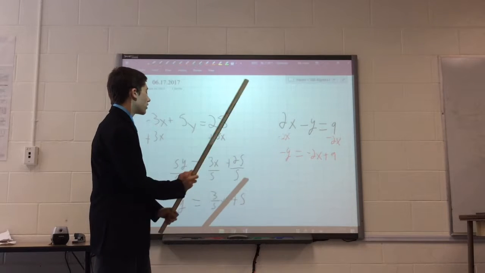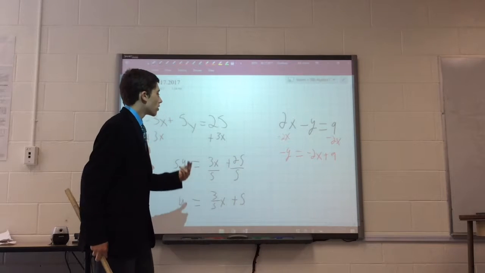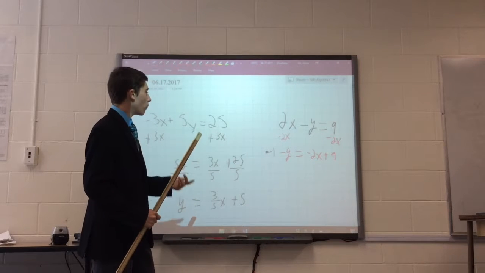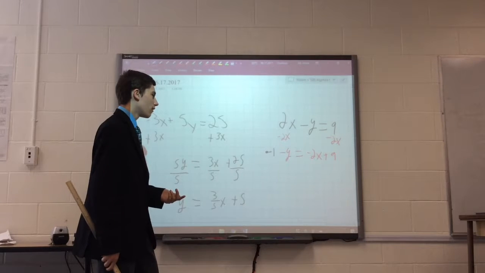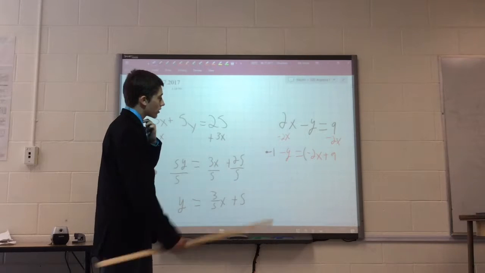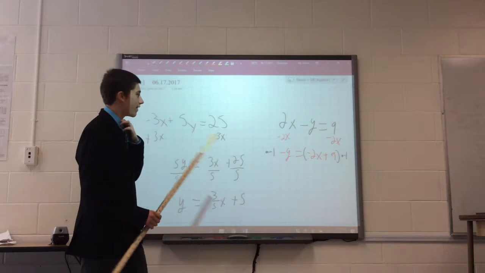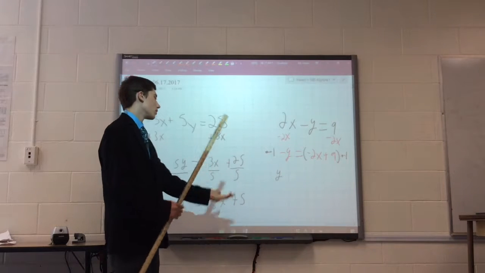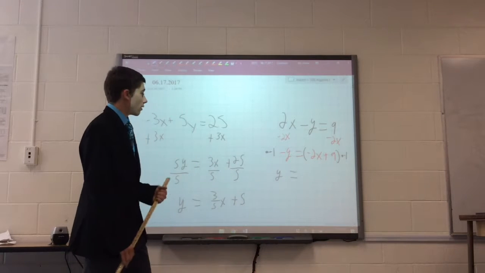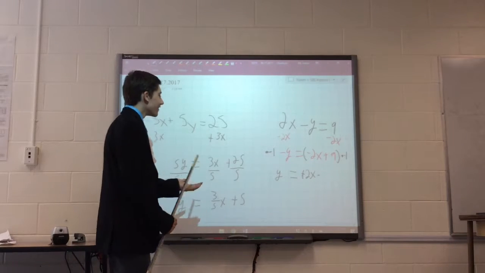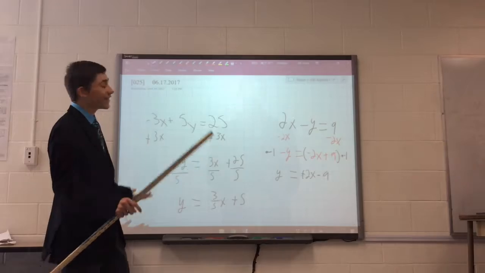But we want that y to be positive y. So what we do is we multiply negative y by negative 1, and then we multiply the other side by negative 1. And then what we end up with is positive y equals positive 2x minus 9. And then there we go.